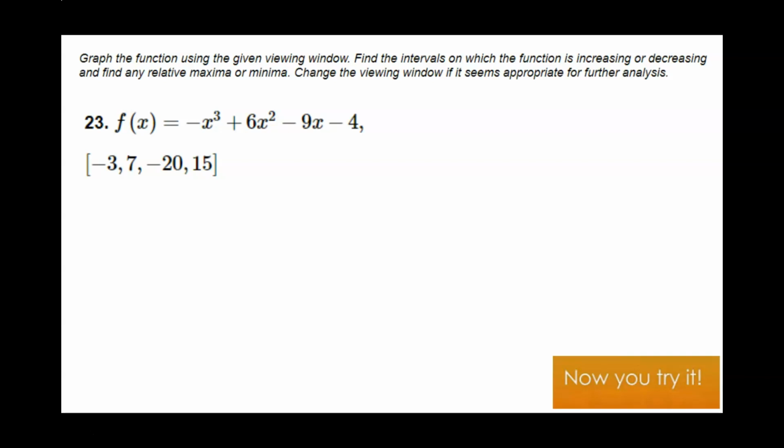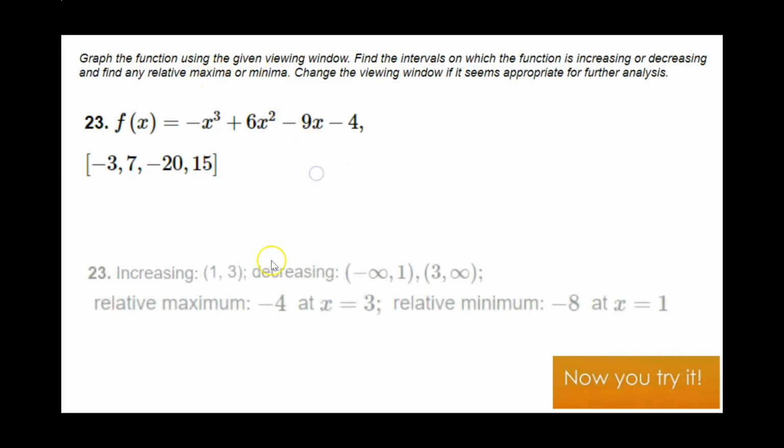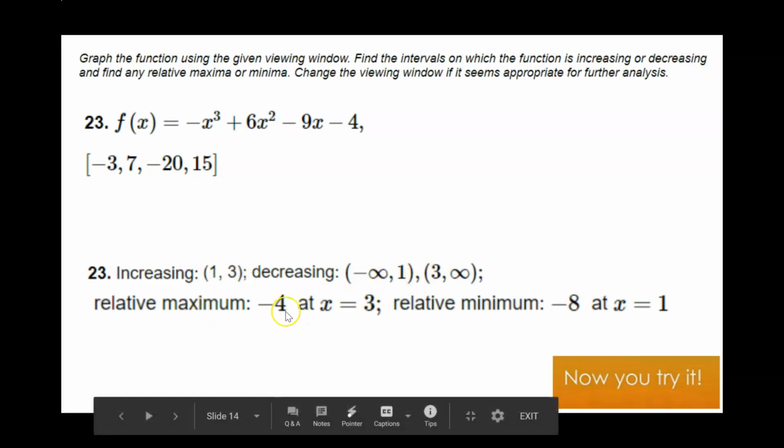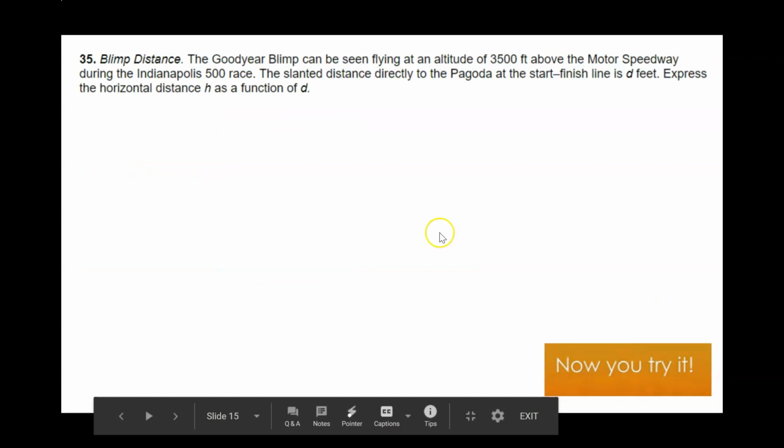So here's another one for you to practice. Go ahead and put this in your calculator. Set your window: hit the window button and put -3 for minimum x, maximum x, minimum y, maximum y. This one, I actually asked for the increasing and decreasing, so you can also find those for extra practice purposes, but the maximum and minimum is what you're looking for as far as the answer. So here's the answer for increasing, here's the answer for decreasing, and then the relative max here at 3, the max will be 4, and then at 1, the minimum will be -8.